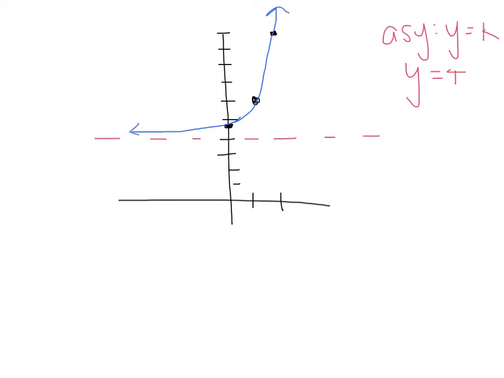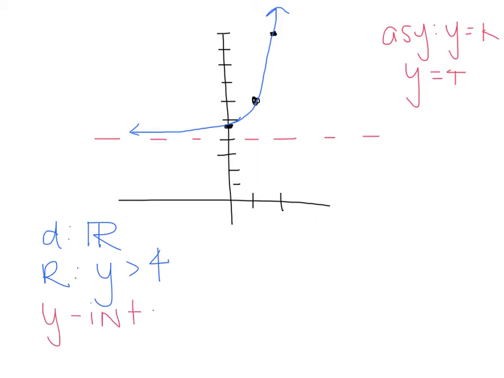All right, let's talk about the domain. The domain is still all real numbers. The range, since a is positive, is going to be greater than 4. And then the y-intercept is what you got when you plugged in 0 for x, and that's going to be 0, 14/3.